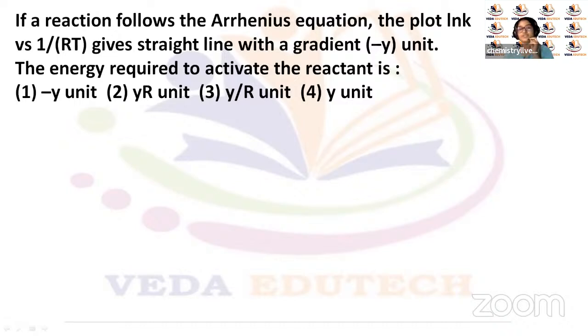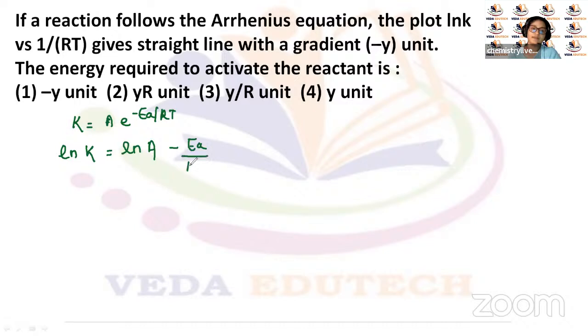Now again a question on the Arrhenius equation. Let us see what is being talked about. Here we have the Arrhenius equation. So we'll write down the Arrhenius equation: K equals A e to the power minus EA by RT. So I'll take ln both sides. So ln K equals ln A minus EA by RT.